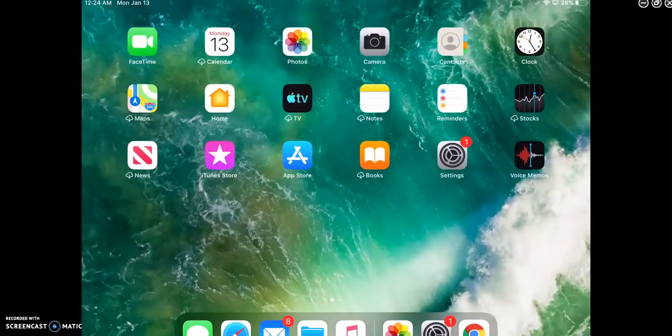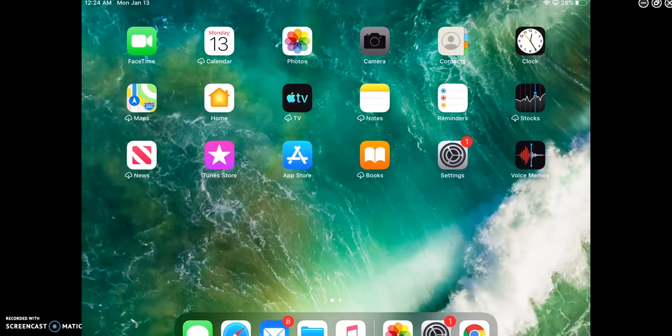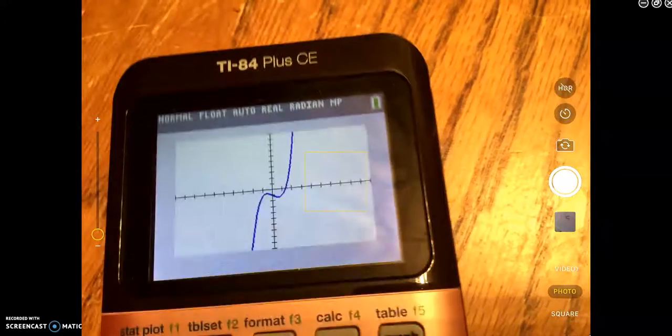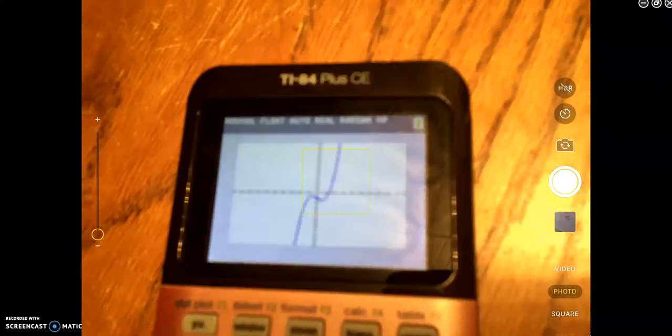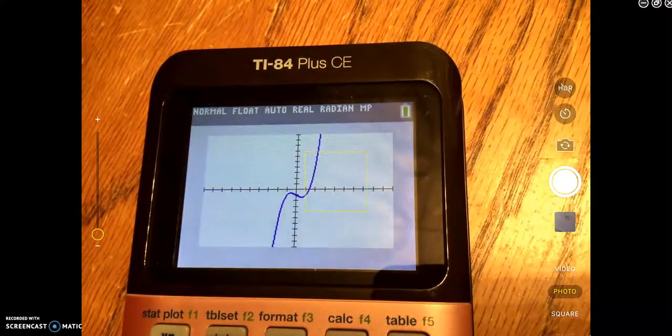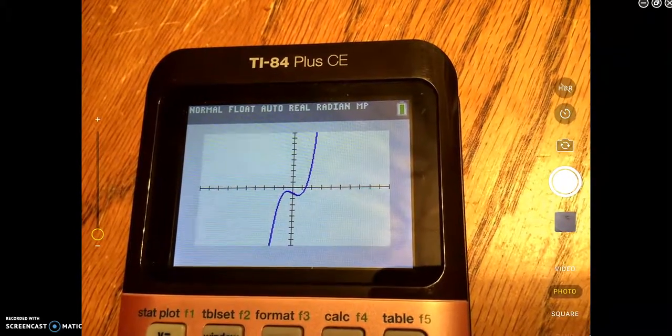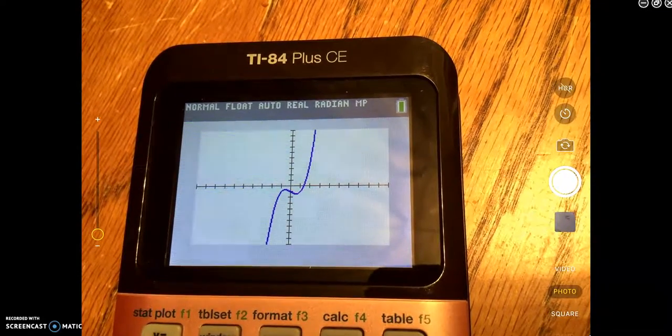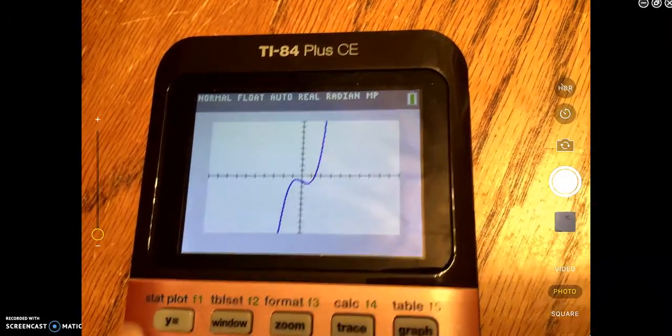Let's pull that up. Oh yep, see, there's my ghetto chandelier in the reflection. There we go. Okay, here's x cubed minus x minus 1, and we want to figure out where it's equal to 0.